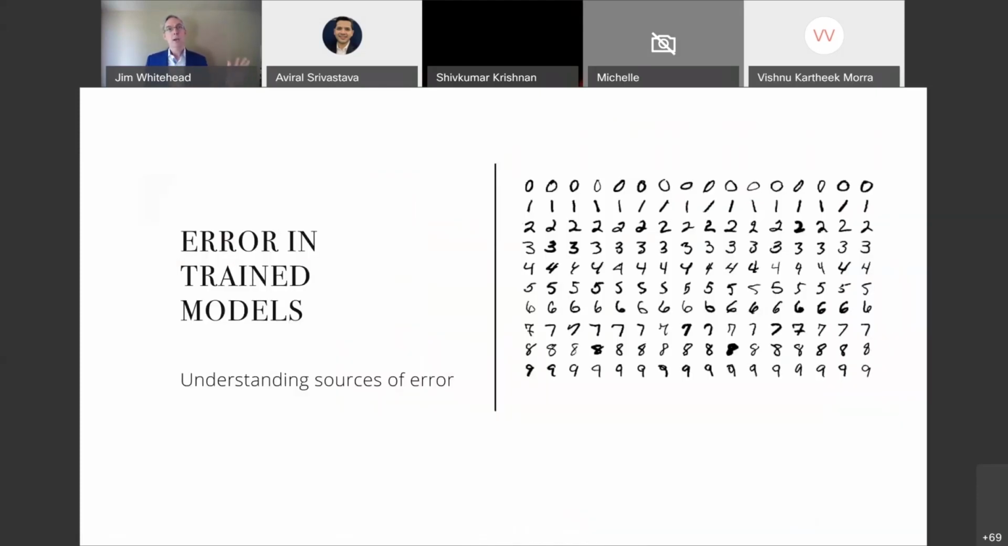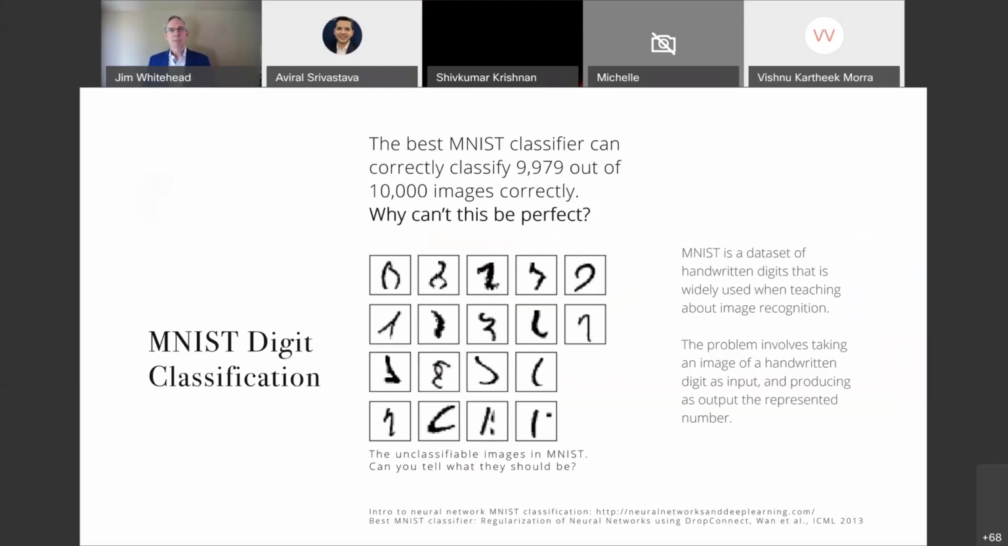Okay, so once you have your data set, you can then go ahead and train your model. But very often it's the case that even with neural networks, even with highly sophisticated AI systems, there are going to be sources of error in those models. So I'm going to talk a little bit here about digit recognition and use this very famous data set called MNIST. MNIST is a data set of handwritten digits, and the challenge that you have is, given a handwritten digit, you'd like to be able to understand what the number is that they were trying to represent.